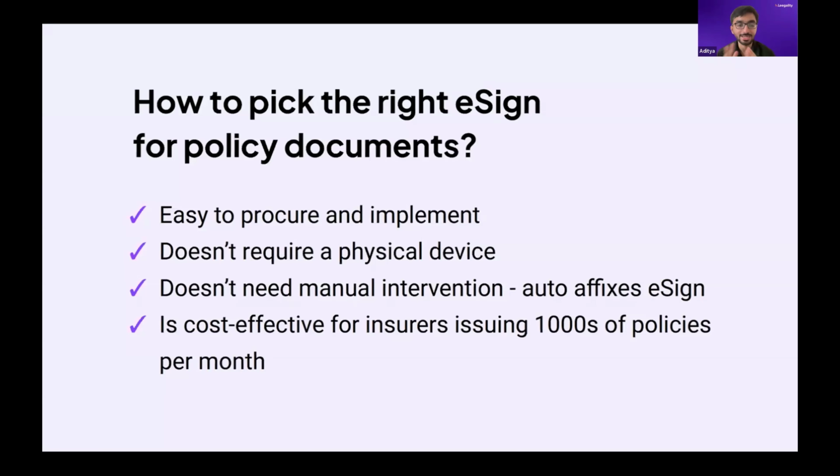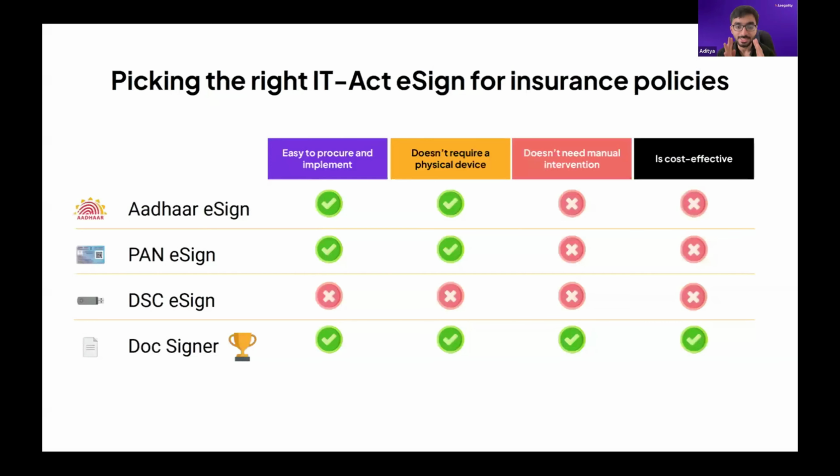So when you apply these criteria, the choice becomes much easier and you see there's a clear winner when it comes to IT Act eSigns. Let's run through them one by one. You can't use an Aadhaar eSign because it requires someone to constantly do the authentication manually, which also makes it costly. You can't use PAN for the same problems as Aadhaar. You can't use DSC because DSC has the same problems as Aadhaar and PAN and has an additional problem that it requires a physical device to operate, which makes it even more inconvenient.